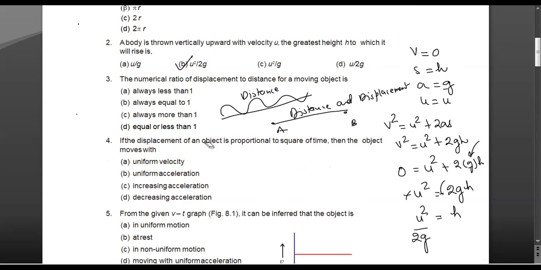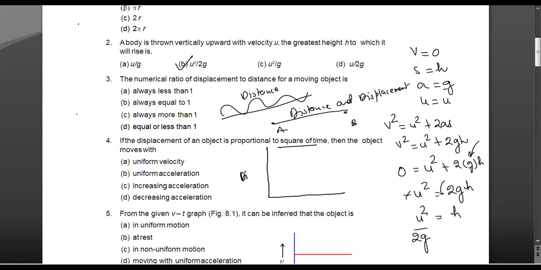If the displacement is proportional to the square of the time, then the object moves with uniform velocity, uniform acceleration, increasing acceleration, or decreasing acceleration. So what we are saying is that the displacement of an object is proportional to the square of time, not the time.